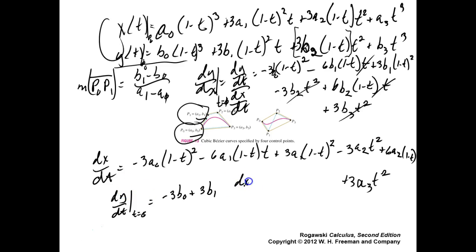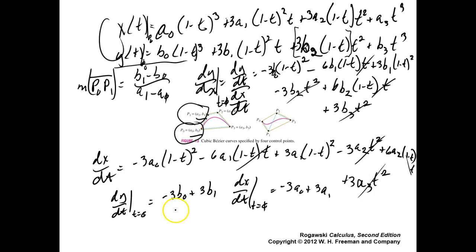Your dx dt at t equals 0 is going to be, here we go, negative 3a0, done. This one will be 0, plus 3a1, done. That one will be 0. Did I leave off a term before? Yeah, I think I need a t here. Yeah, I left off that t. So that one's going to be 0, and that one's going to be 0.